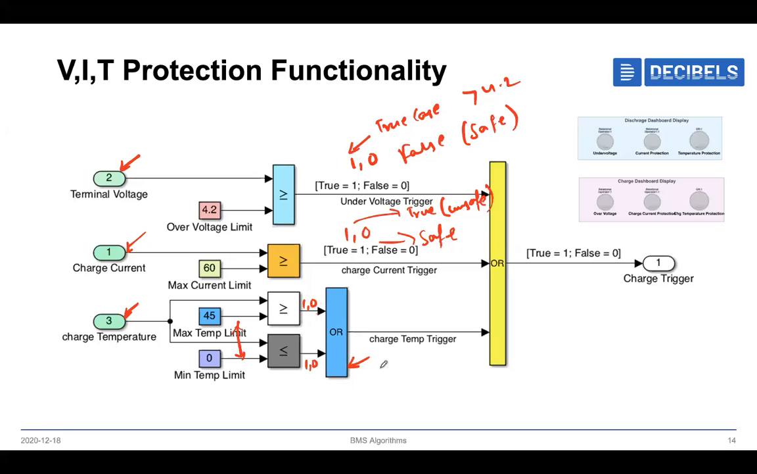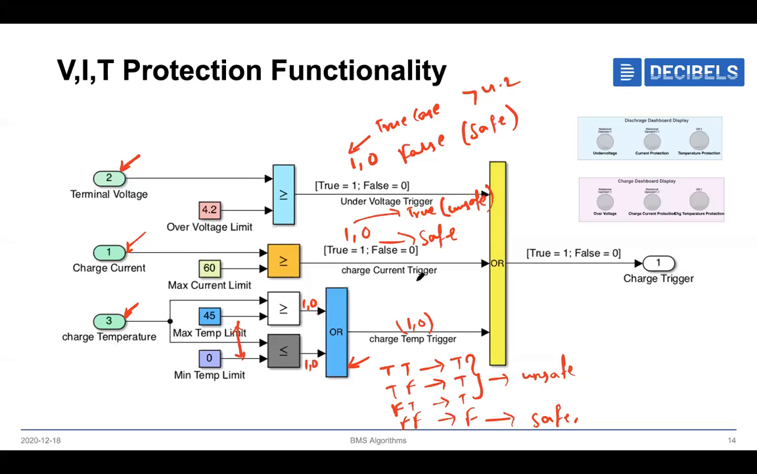So this is the situation. It will be like this: true, true; true, false; false, true; and false, false. In the first situation it will send true, in the second situation it will send true, in the third situation it is true, and only in the fourth situation it will send false. Which means in all these three cases we are in the unsafe zone, which means the BMS has to come into action, and only in this last case are we in the safe zone. But the final output here will be again either 1 or 0.